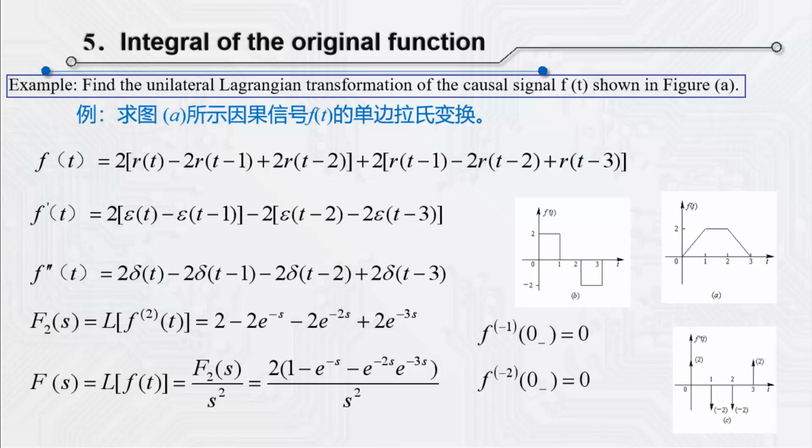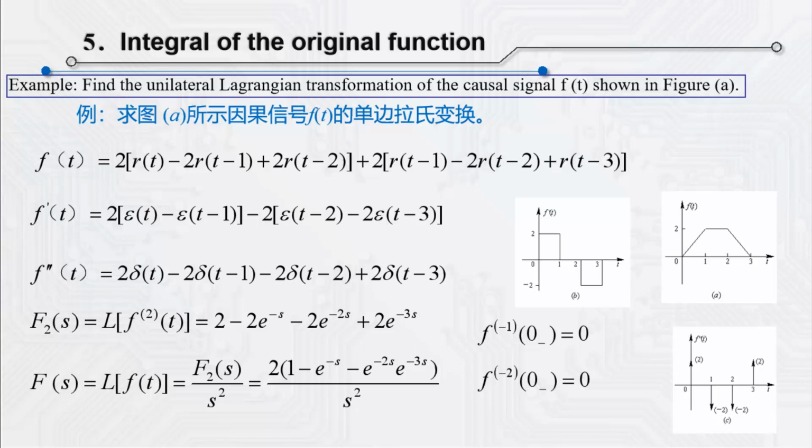The derivative of f(t) can be obtained. Its value is equal to 2 times epsilon(t), subtract epsilon(t-1), subtract 2 times epsilon(t-2), subtract 2 times epsilon(t-3). The formula is consistent with the results shown in figure B.